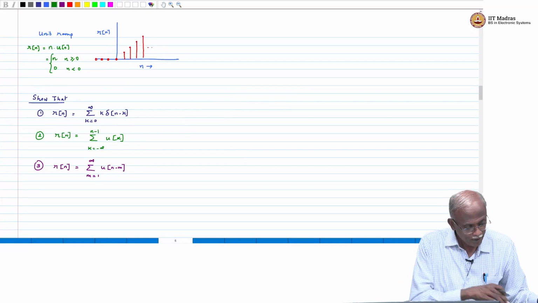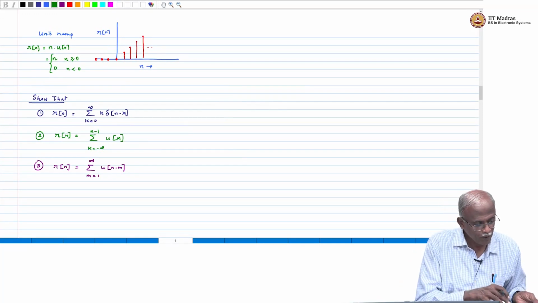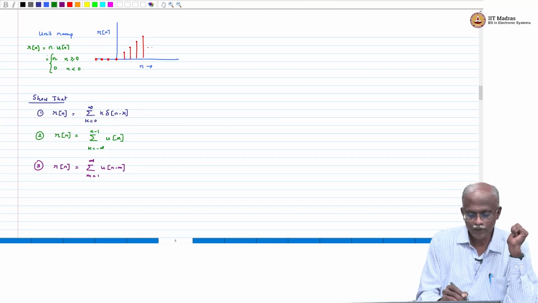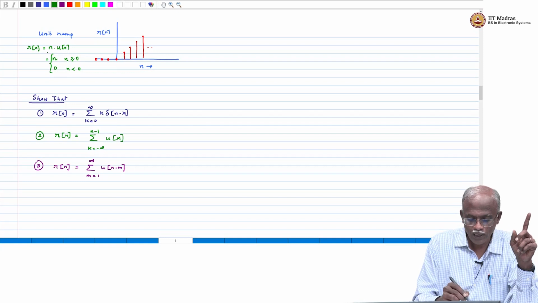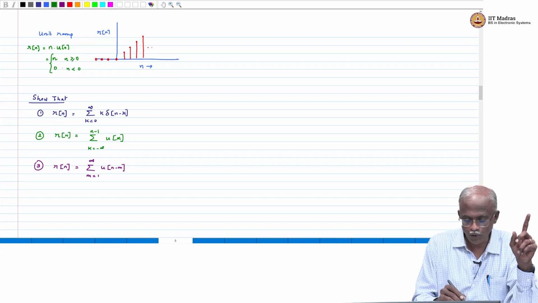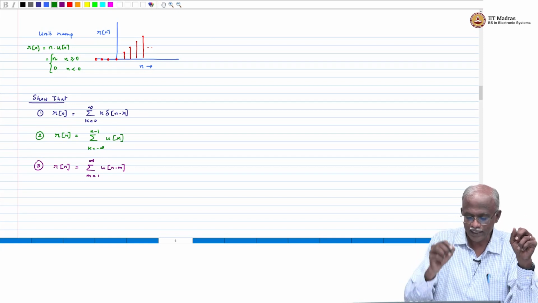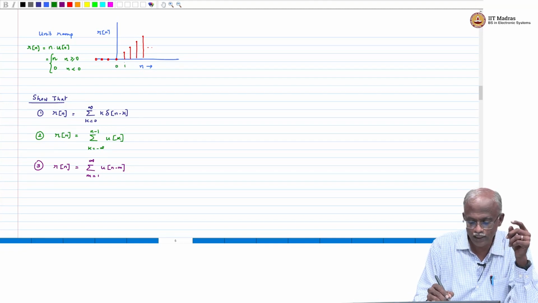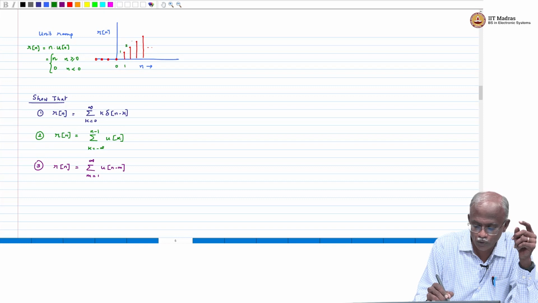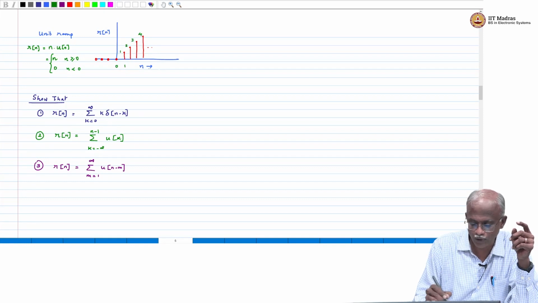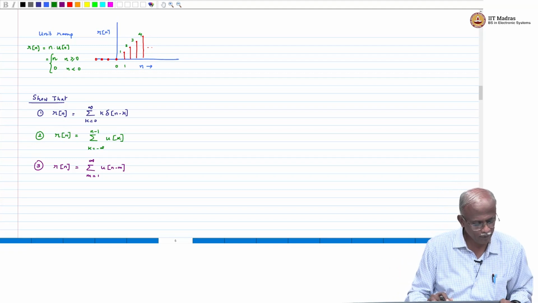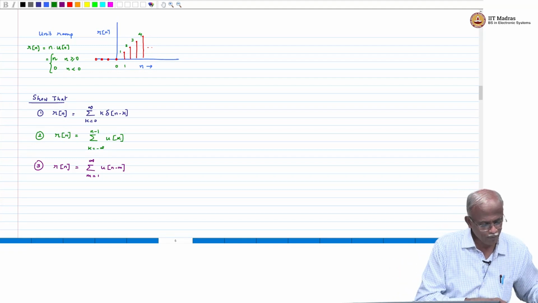Now, if you remember, we mentioned that we would like to look at a ramp function, and the ramp function we said has a value n times u of n. So if you were to sketch it, at time n equal to 0, it has a value 0. At n equal to 1, it has a value equal to 1. At 2, 2, 3, 4, and so on. So basically, it keeps increasing. So that is what we call the ramp function.